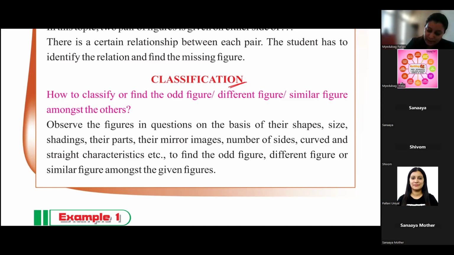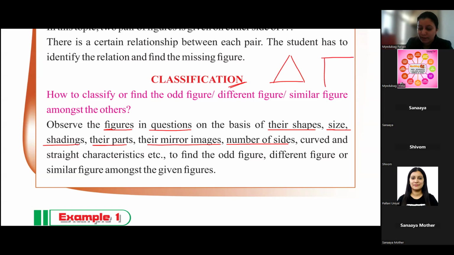We have to observe the figures in the questions on the basis of their shapes, their size, their shadings, their paths, their mirror images. All these type of questions we'll see. The number of sides: if we are considering any figure, for example triangles, squares, polygons. Three-sided closed figure, four-sided closed figures. So questions can be given on the basis of the number of sides, right?